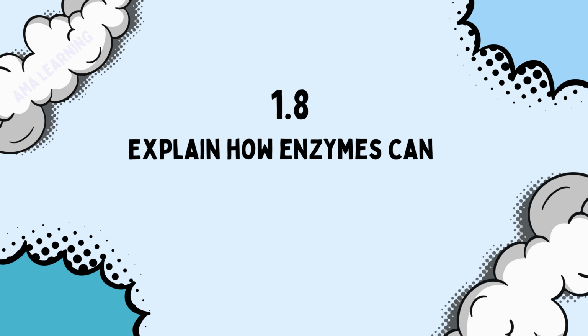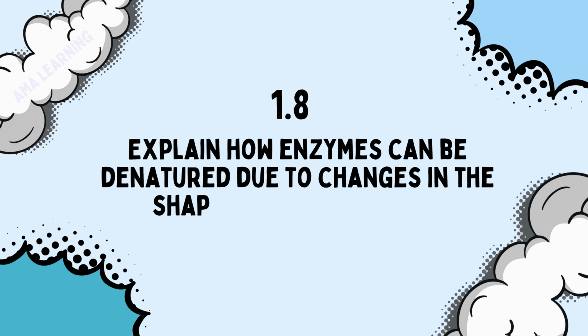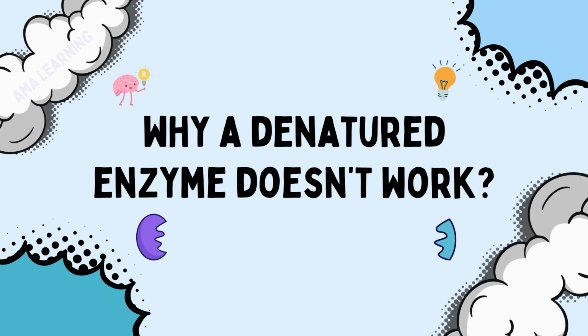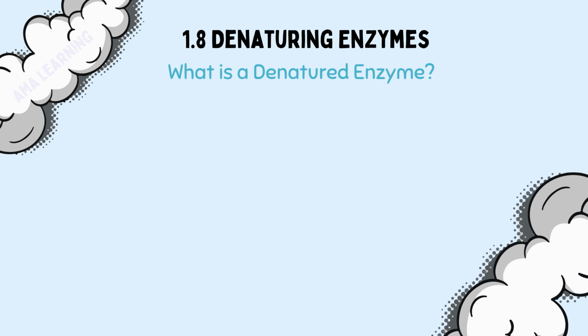Explain how enzymes can be denatured due to changes in the shape of the active site. To successfully answer any GCSE question linked to this specification point, you will need to know why a denatured enzyme doesn't work. What is a denatured enzyme?